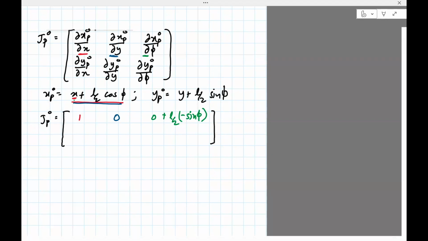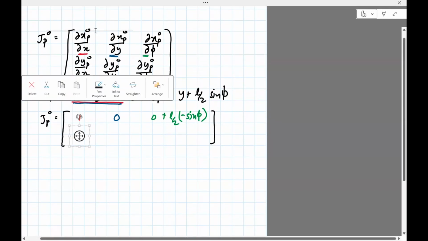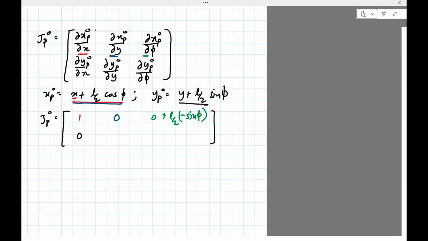Okay, so you got the idea. So we just keep doing that for every single term here. So 0 again. So when you take the derivative of y with respect to x, this term, it's just 0, there's no x. You take this with respect to y, it's going to be 1, and then with respect to phi, it's going to be 0 plus L divided by 2. The derivative of sine phi with respect to phi is cosine phi. So that's Jp0.